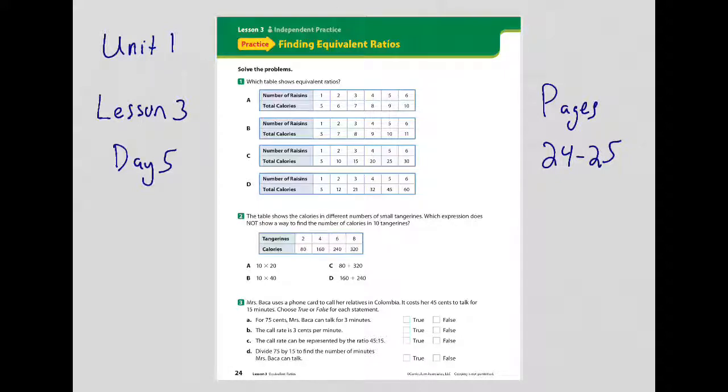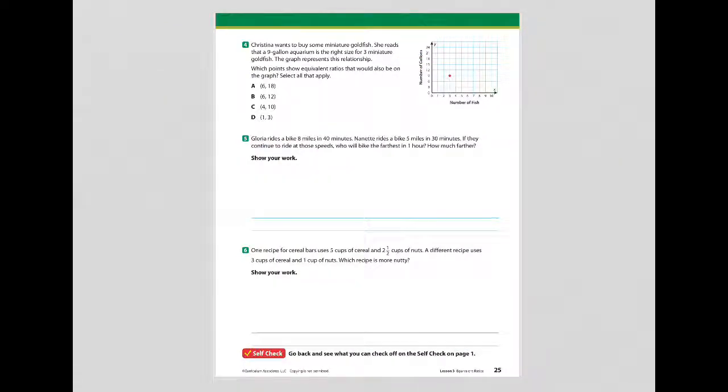Now, here is your job. There are 6 questions on page 24 and 25. So if you do not have your book on page 24 and 25, pause the video and go get it. You are going to do all 6 of these questions on your own. So here's 1 through 3, and you're going to go down through number 6.